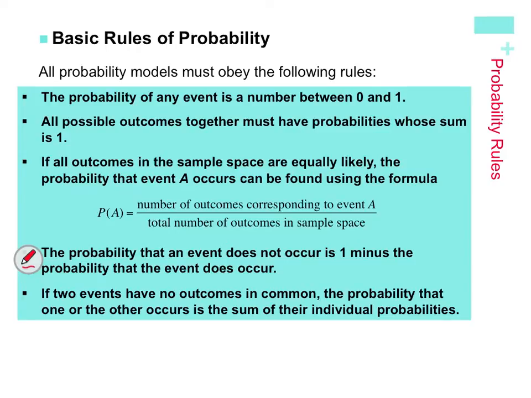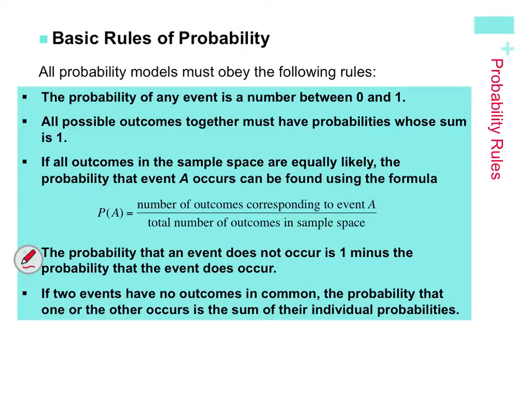Okay, so these are some really important but just basic rules of probability. We're going to get more complex than this, so we have to understand the basics before moving on. So the probability of any event is a number between 0 and 1. The probability of an event is the long-run proportion of repetitions on which that event occurs. Any proportion is a number between 0 and 1, so any probability is also a number between 0 and 1.